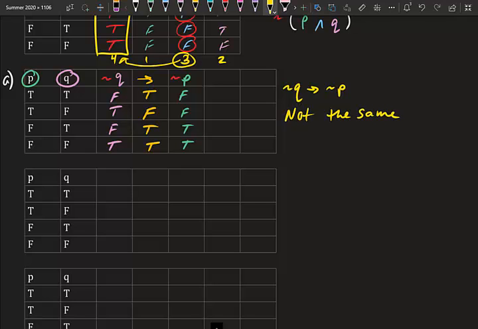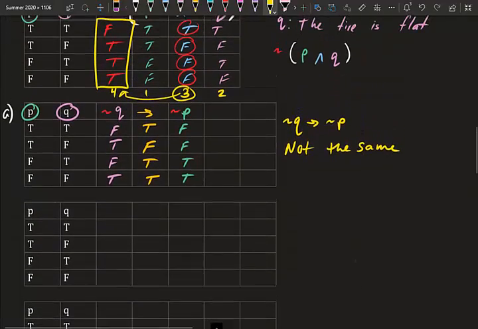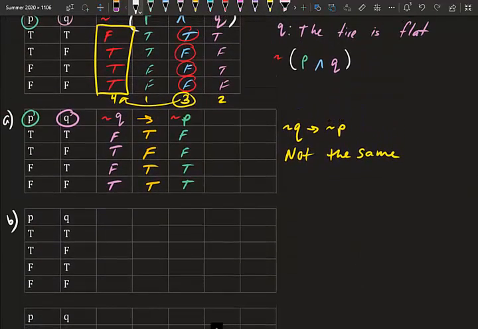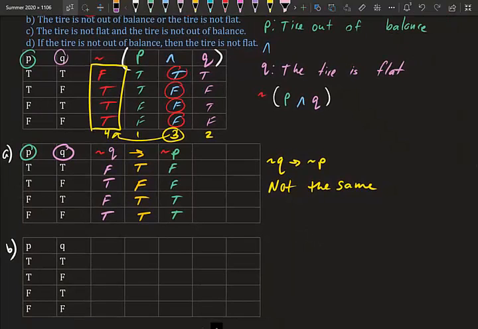So we move on. All right, so for B. Sentence B is the tire is not out of balance. The tire is out of balance, that's P. But since we have the word not, we're going to negate it. Our connective is or. The tire is not flat. Flat is Q, the tire is flat. That's Q. But since we have the negation, we're going to put the little squiggly.